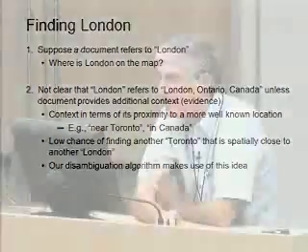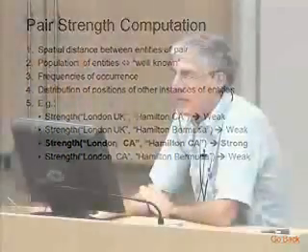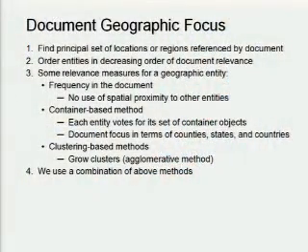Anyway, so here, because I got 1 and 1 here. You see here, if we say distance between them, the pair London, UK and Hamilton, Canada is weak, whereas London, Canada and Hamilton, Canada is strong. So we're trying to show you how we would interpret where London was. I know it's a lot of stuff here.